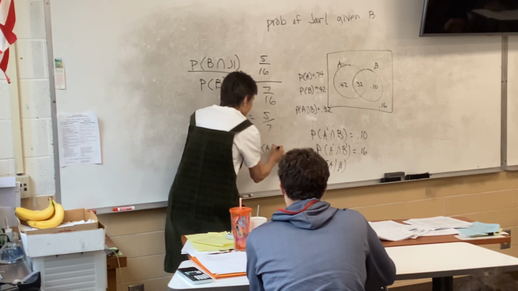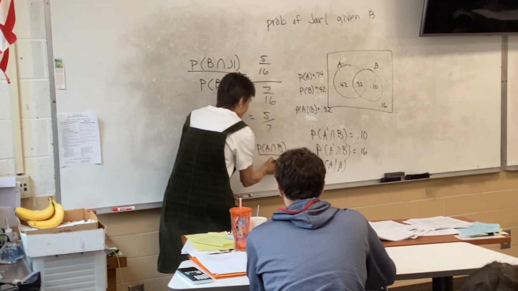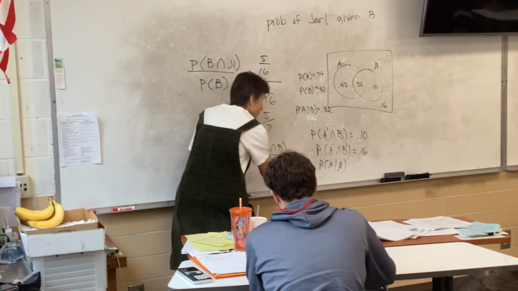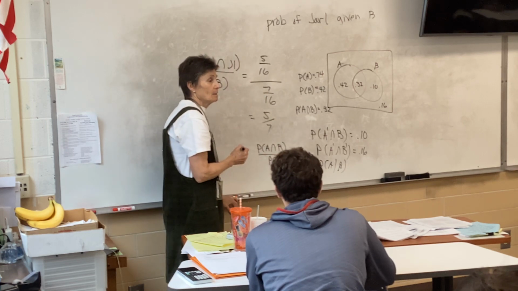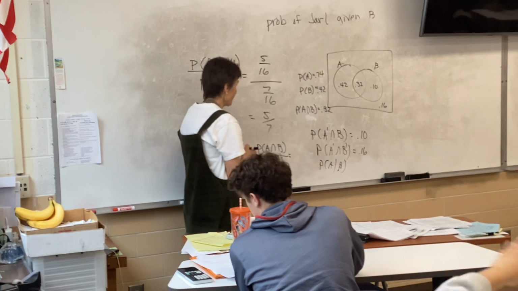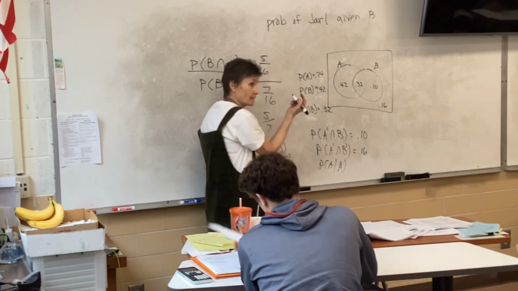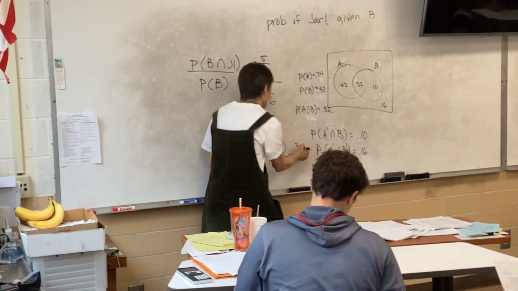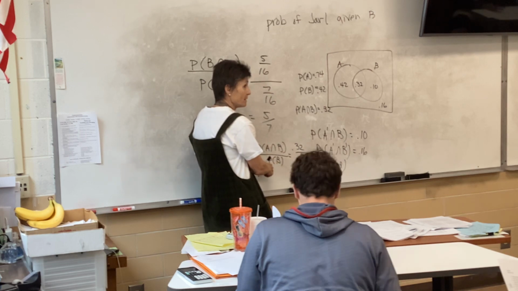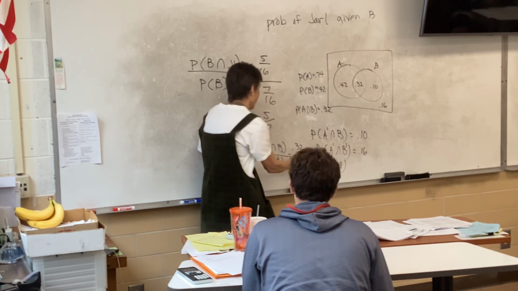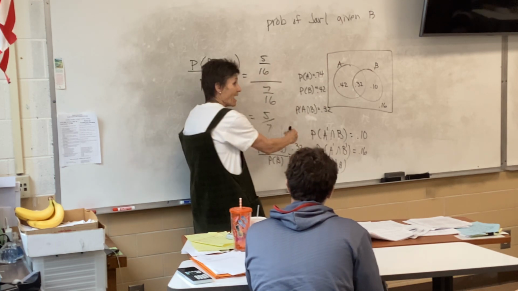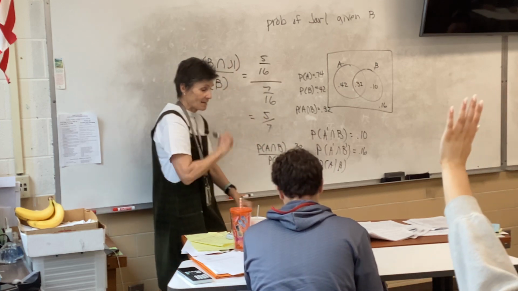That's the probability of A and B over the probability of B. What's the probability of A and B? They told us 0.32. What's the probability of B? They told us 0.42. And whatever that reduces to, that's your answer.